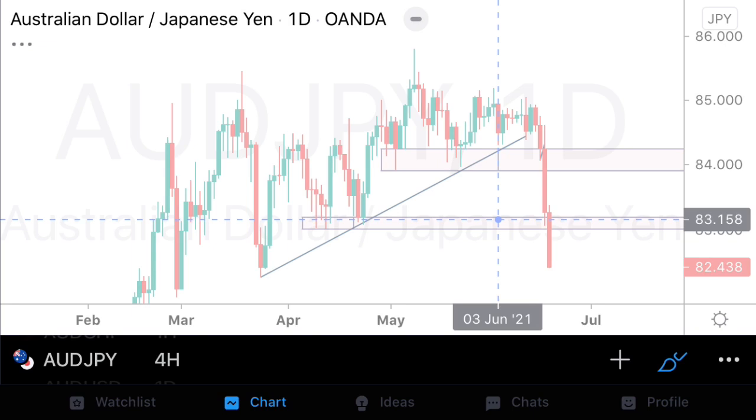What we're going to be looking for on AUDJPY is for AUDJPY to test previous resistance structures. Now we're just waiting for the network to pull through and then for our chart to load so that we can get into which previous resistance, or previous support that has now turned into resistance, we will be focusing on.